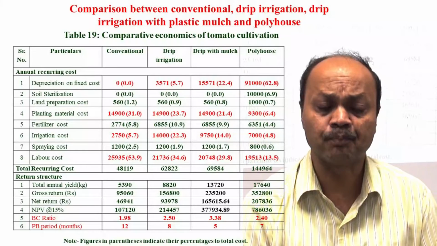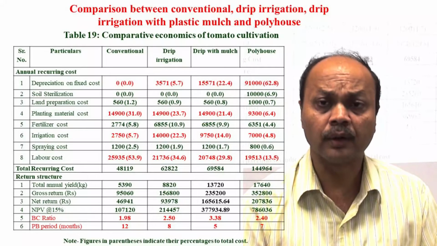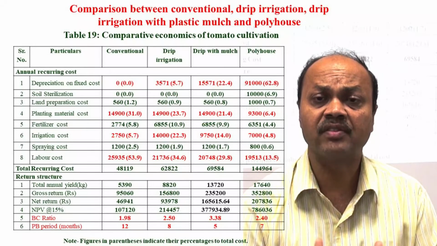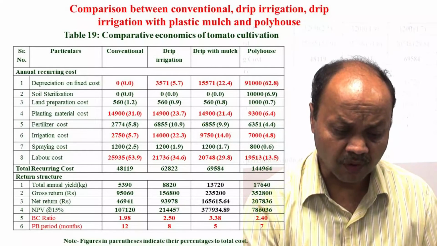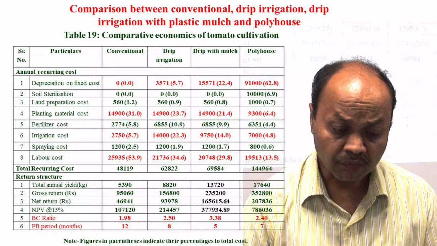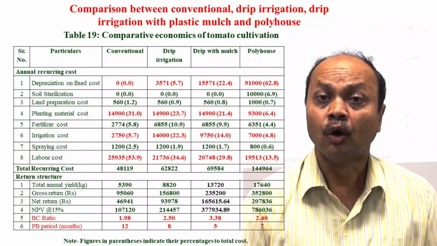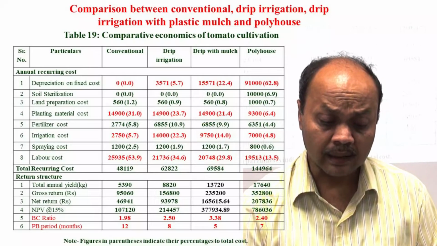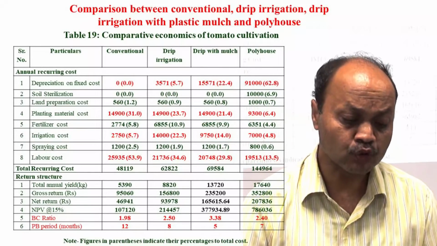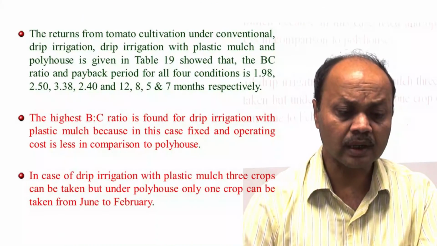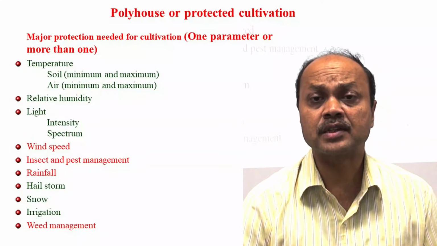And the labor cost varies. In case of plastic mulch, the weeds will be less, so the total number of labors you have to use for growing the crop will be different. So from here you can see that the BC ratio is highest for drip with plastic mulch. Even drip is comparable with your polyhouse. So this is the thing, and the same thing has been discussed here. So why is this happening? Already we have discussed so many things.